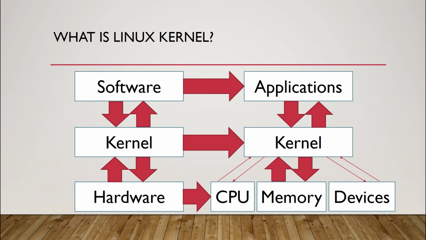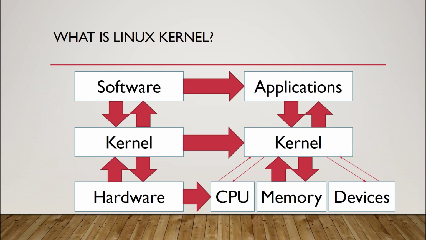So one of the main differences between the Linux kernel and the Windows kernel is that the Linux kernel is open source based on Unix, but the Windows kernel is commercial. So as you see, we have hardware, kernel and software: CPU, memory, devices, kernel and applications. The kernel is the center of hardware and software and makes communication between hardware and software.